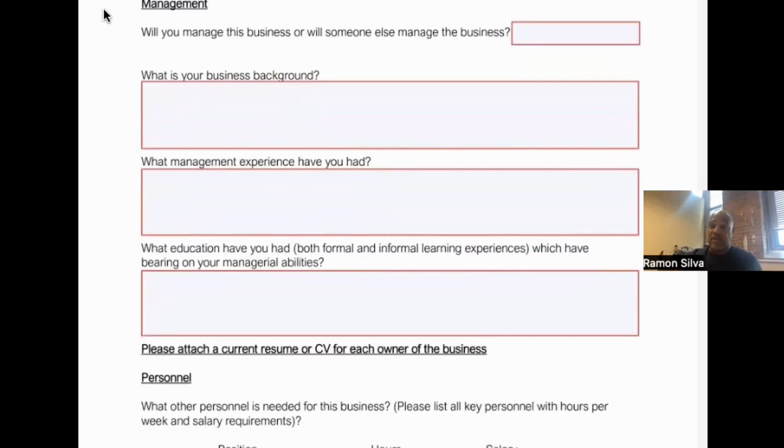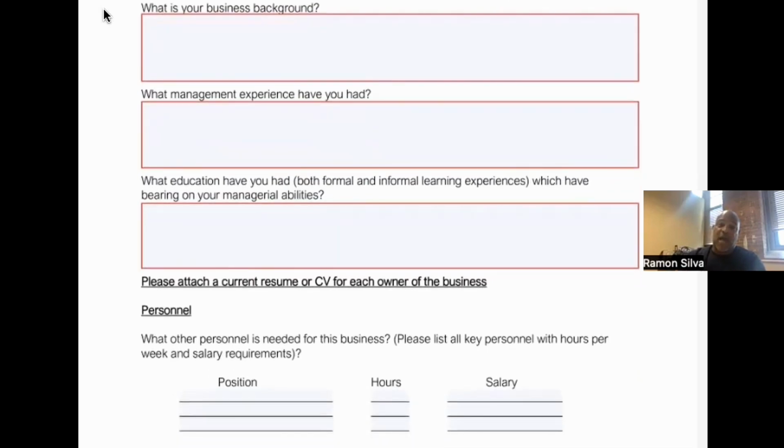Management is important. For most people that are just starting out, they're going to be the manager of their business. It's important that you have some background in management, whether you have background as experience or background in another business. You should at least do some research on what it takes to effectively manage a business. Even if you don't have employees, you're still responsible for managing a business.